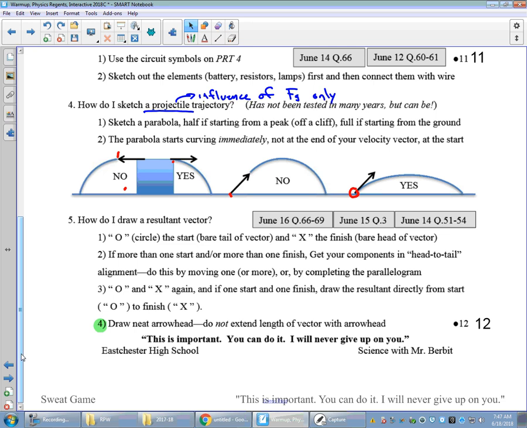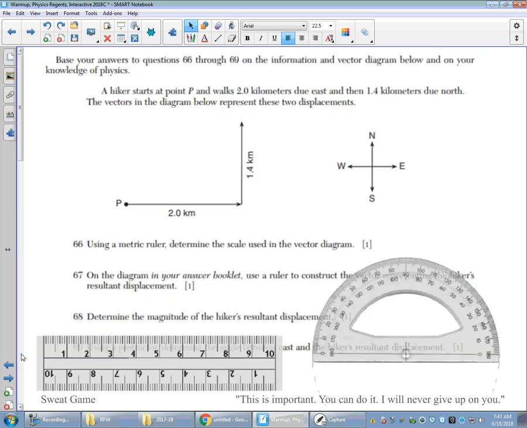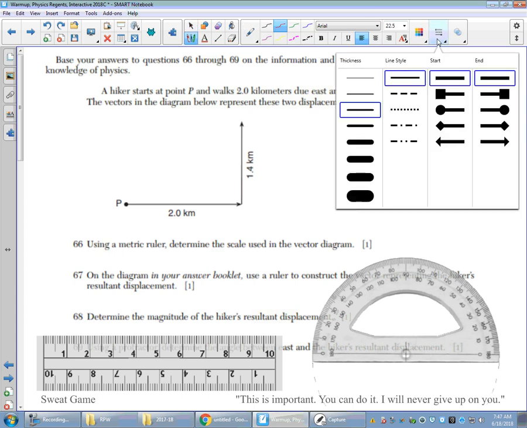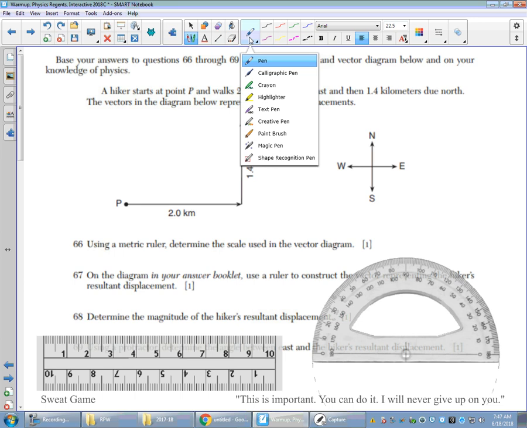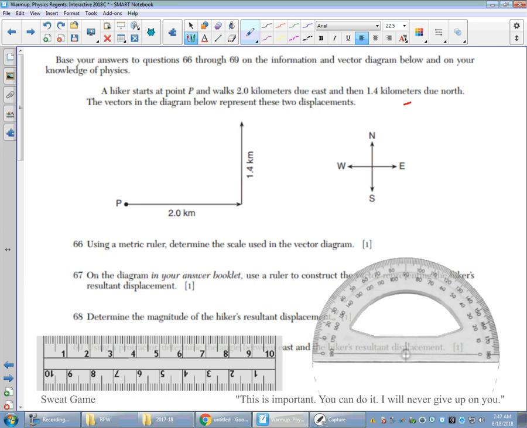Let's go over here. All right, so a hiker starts at point P and walks. One of the simplest things you can do when looking at components and resultants, okay, is the following. Here's one component from P to the end, and here's a second from this point up north at 1.4 kilometers. Very simple thing is just look. Which way are these two pointing? Well, the first component is pointing to the right. The second component is pointing up.